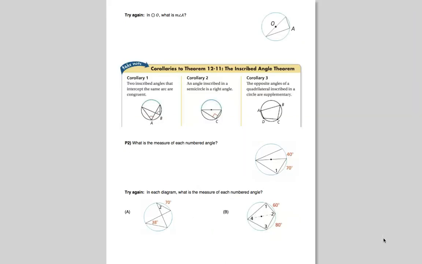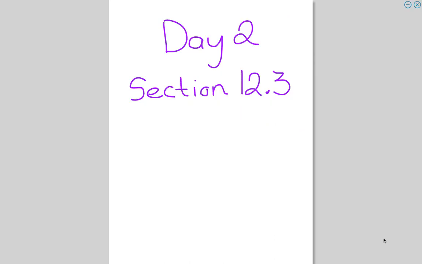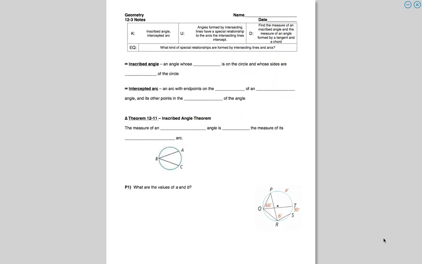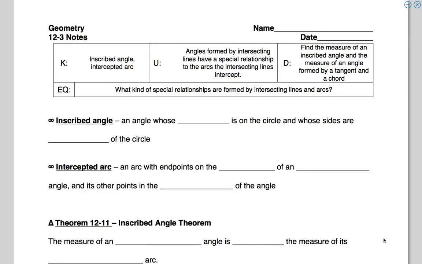All right, so 12.3. Oops, that's not the beginning. 12.3. So as we finish up, this will be the last section in chapter 12. We're going to talk about inscribed angles and intercepted arcs. So we're still talking about those polygons and angles and chords, everything inscribed inside an angle or a circle.